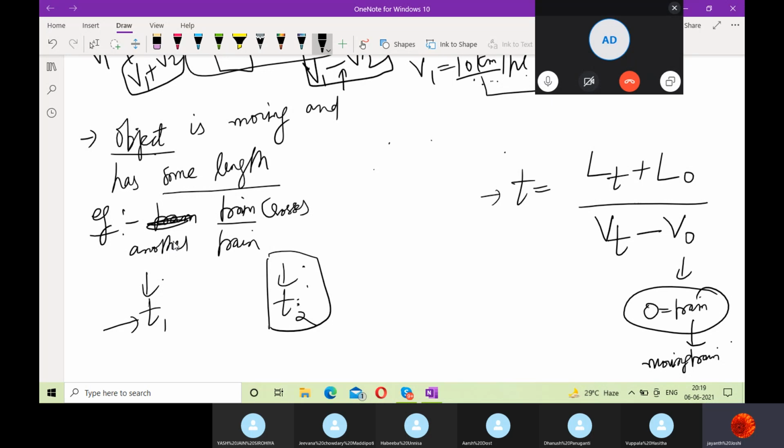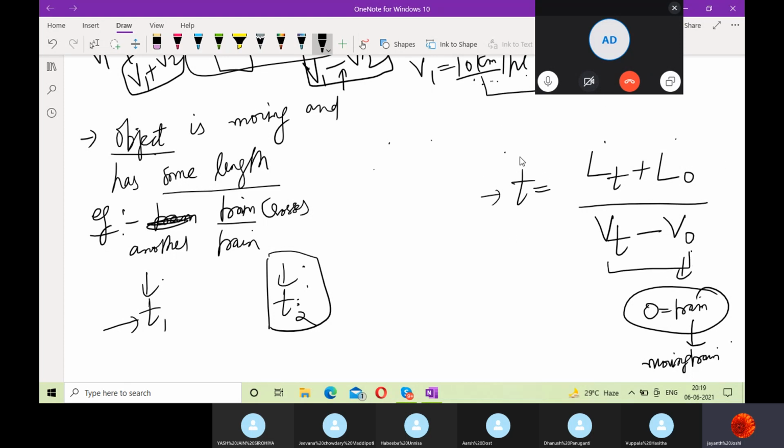When it is a moving train, it is an object which has a length and also some speed to move. So length of train 1, length of train 2, the object which we are considering, divided by speed of train 1 minus speed of train 2, because train 2 is also moving. This is the relative speed formula.